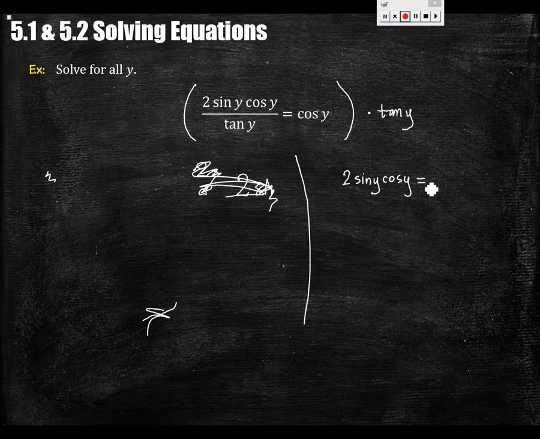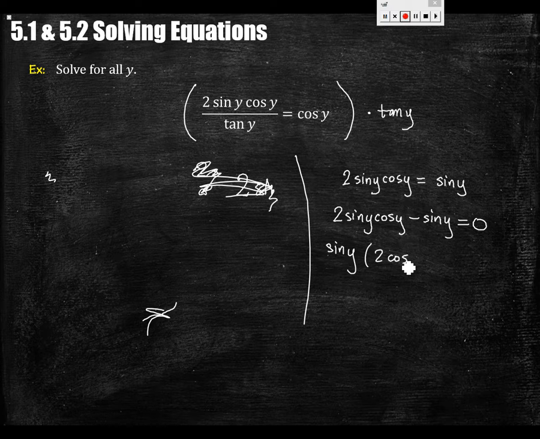So what do we get over here? Cosine y times tan y is sine y. Okay, good. And then Jasper, what are you gonna do next? All right, and then yeah, again, this is not maybe the interesting part here. Sine y, 2 cosine y minus 1 equals 0.